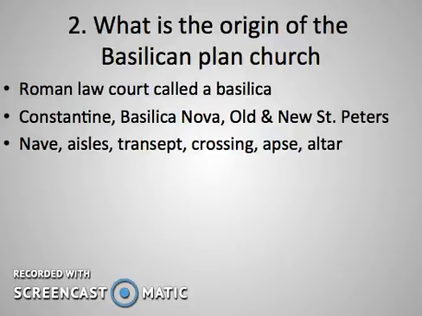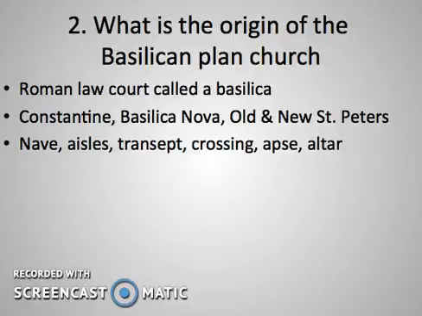All right, so in our VoiceThread discussion, we had you talk in detail about the origin of a Basilican plan church. In your essay response, I had to see the word Roman law court. That's the root of the word, right? A basilica was a law court until it became a church. And it became a church at the behest of Constantine, who was giving a good work in the form of Old St. Peter's. They already knew how to create these elongated structures that they had in their law courts, so they just changed the entrance and it became a church.